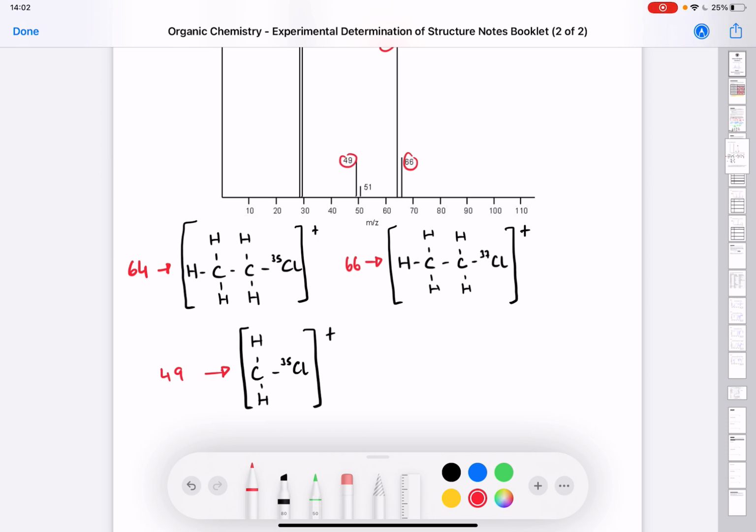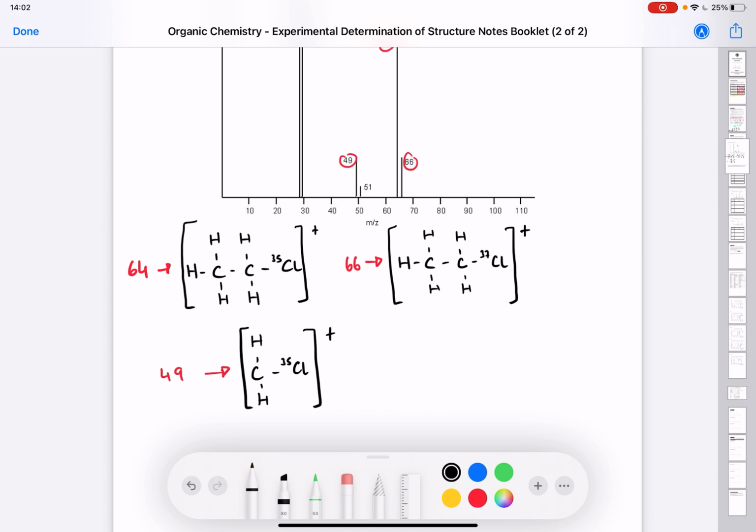Now, fragments don't have to make chemical sense. So you can see that the carbon atom here is only making 3 bonds, but that's okay because these are fragments. They're just parts of a molecule, so it doesn't matter that it's not like a proper molecule.